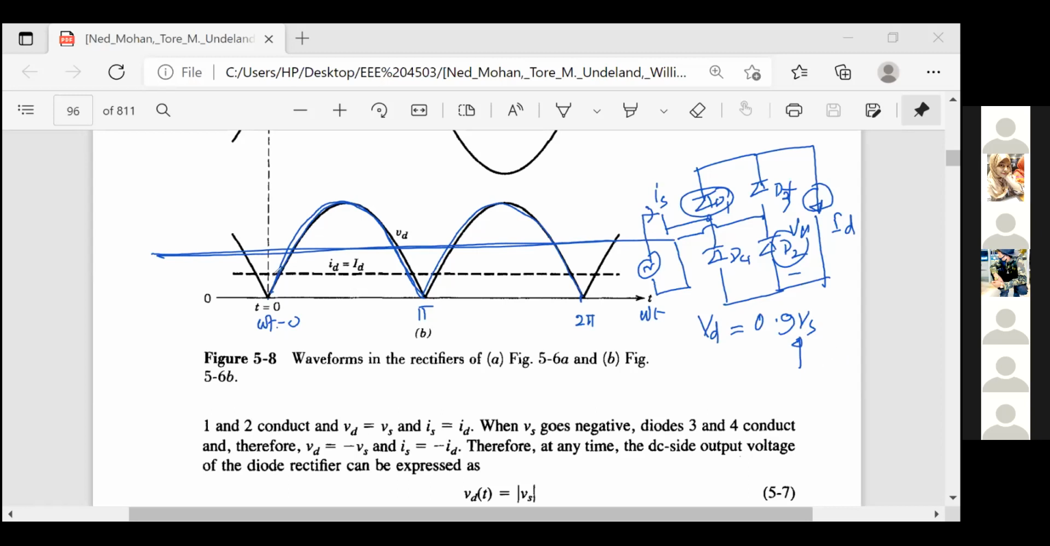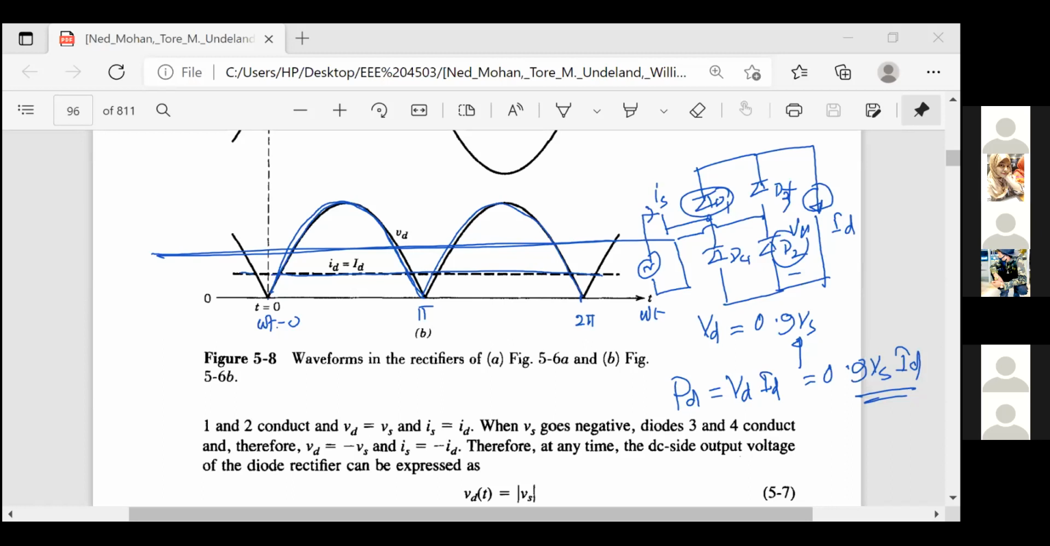And the current, we are getting the constant current here. So what will be the power then? PD, VD multiplied by ID. Am I correct or not? Yes, sir. And that will be your 0.9 Vs ID. You understand it? Yes, sir. Okay.